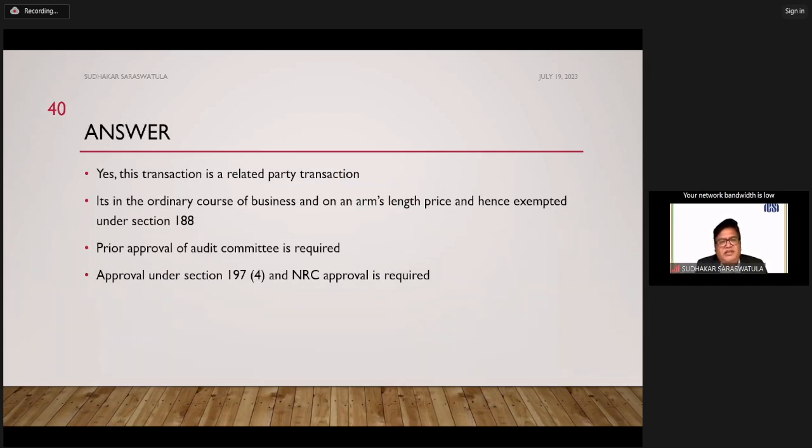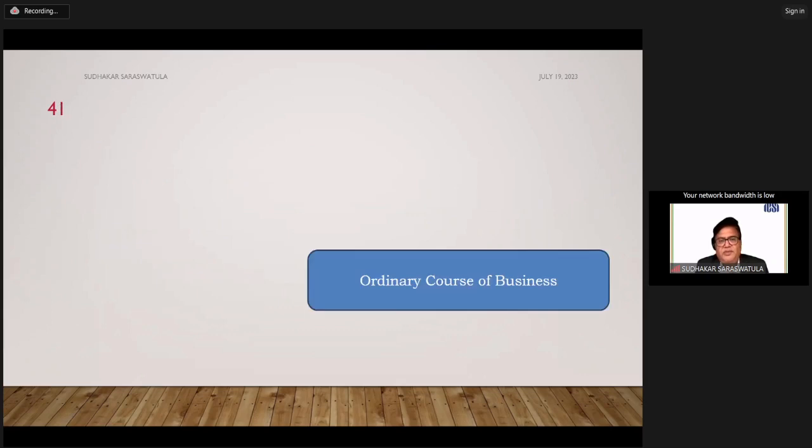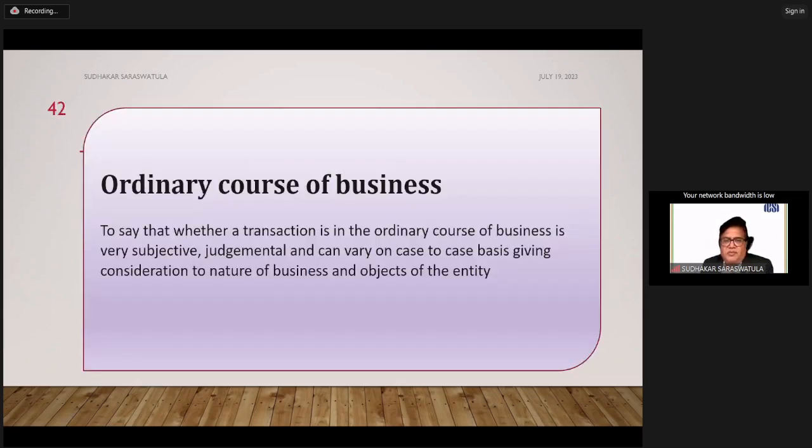But since he is the managing director, though it is exempted under 188, it requires the approval of the audit committee under 177. At the same point of time, it also requires approval of the shareholders under 197 subsection 4. Though it doesn't require approval under 188, it requires approval of the shareholders under 197(4), and also the NRC approval, because what he is getting comes into consideration over and above what he is entitled for. So NRC also comes into the picture. So you have to have NRC approval, audit committee approval, and also the shareholders' approval. Now let us see the ordinary course of business.